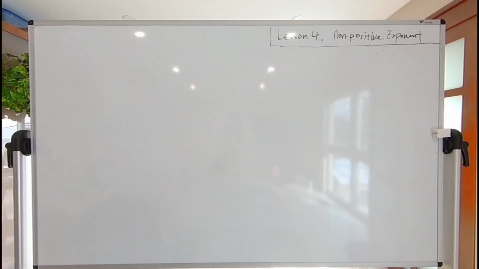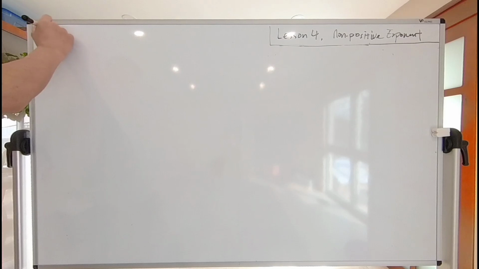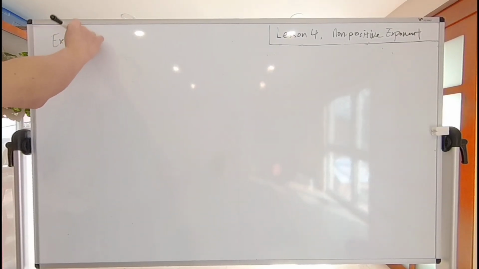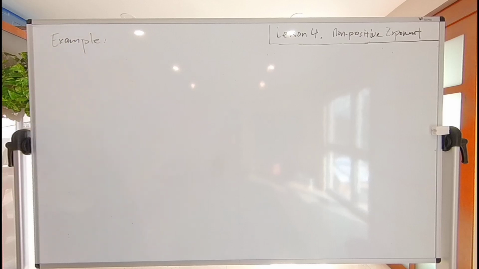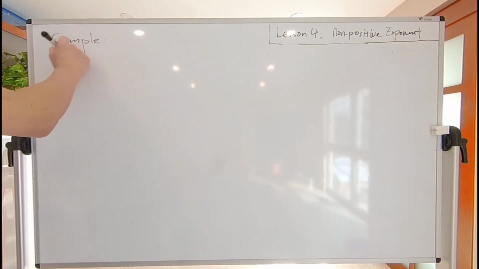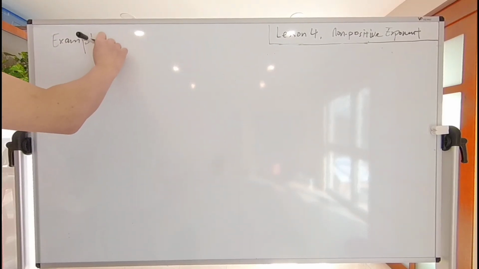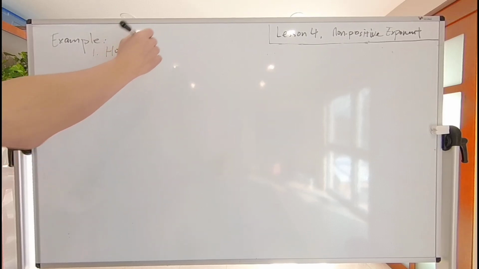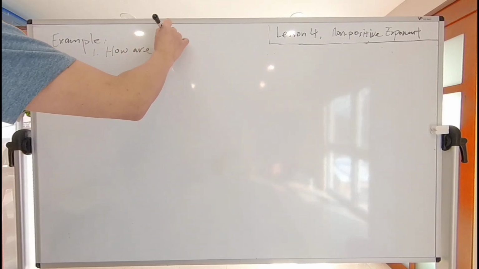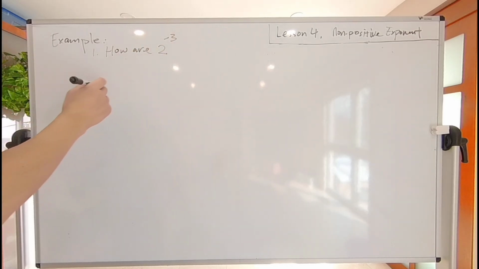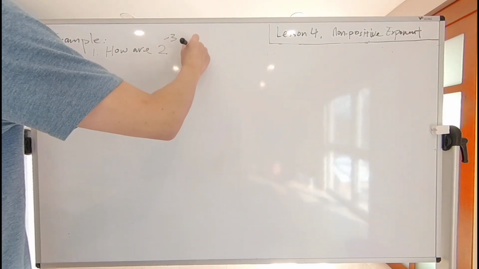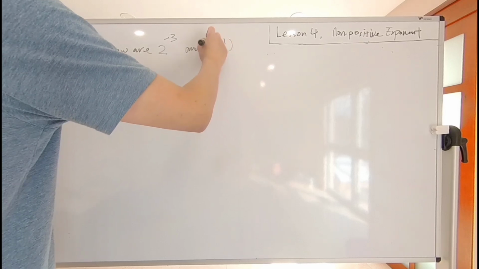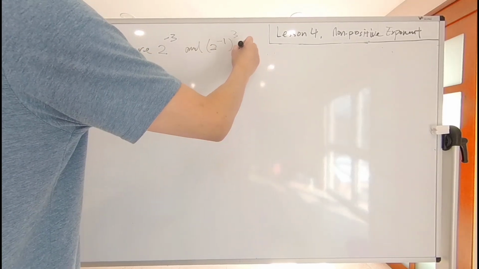Okay, let's check some more examples to enhance what we just learned. So first example, how are the number 2 to the negative 3 and 2 to the negative 1, cubed, related?